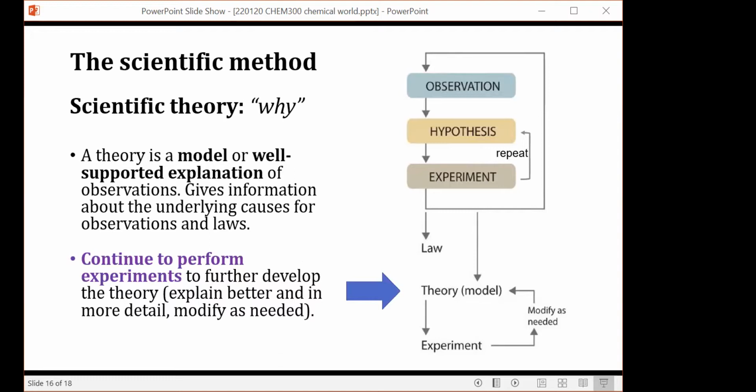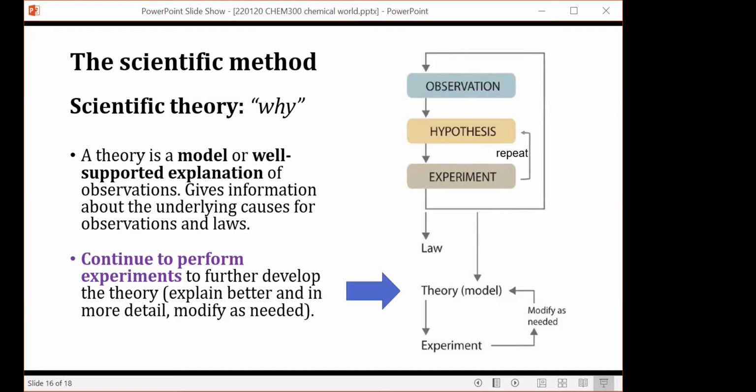Versus a scientific theory more explains the why behind things. A theory is a model or a well-supported explanation of observations. It's going to give more information about the underlying causes for the observations and the laws. And so theories are always under development. You need to continue to perform experiments to further develop the theory, to explain in more detail what's going on with whatever observation and hypothesis the theory is related to.